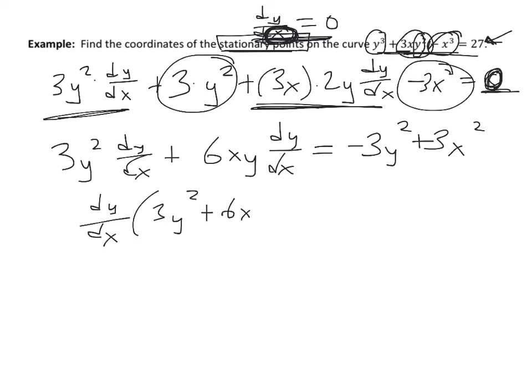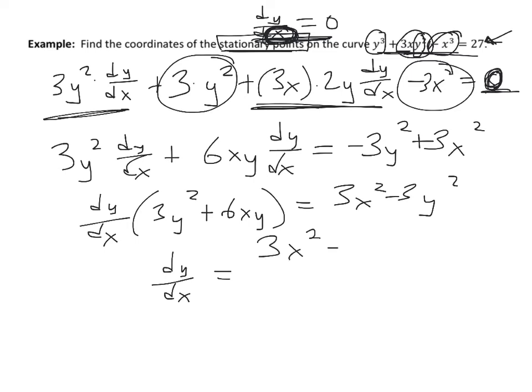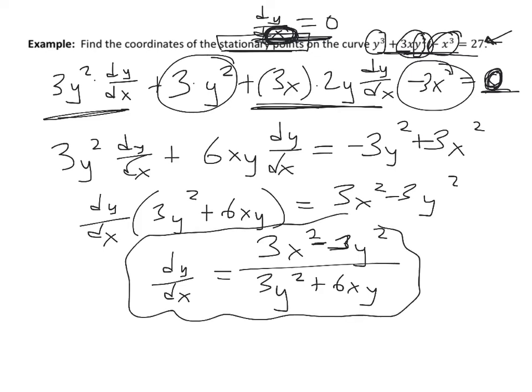3y squared plus 6xy equals 3x squared minus 3y squared. And then I just need to take this and divide it over. See, dy dx is 3x squared minus 3y squared all over 3y squared plus 6xy. This is not the answer. Let me make that minus more clear. This isn't the answer, but this is an important step along the way. That's me having found the derivative.